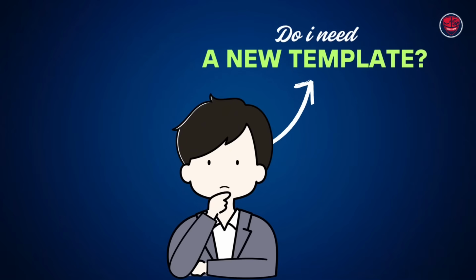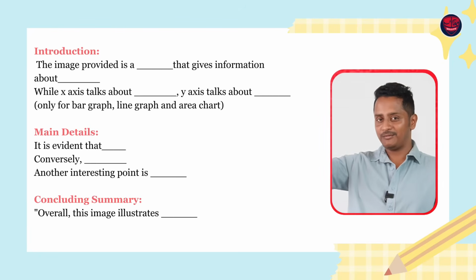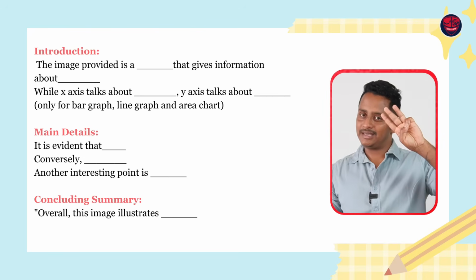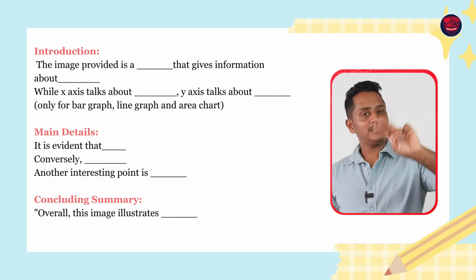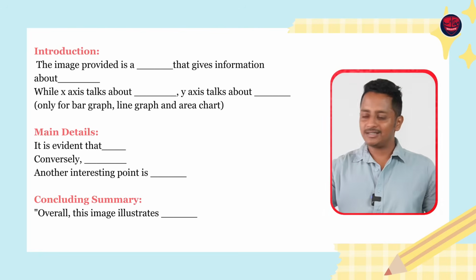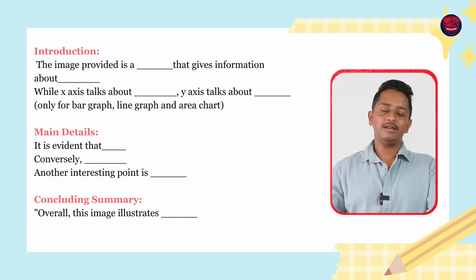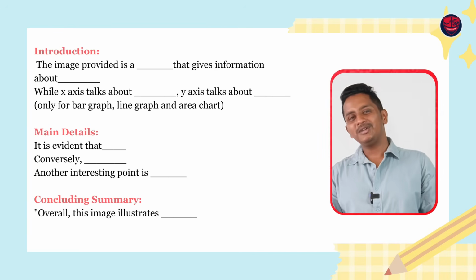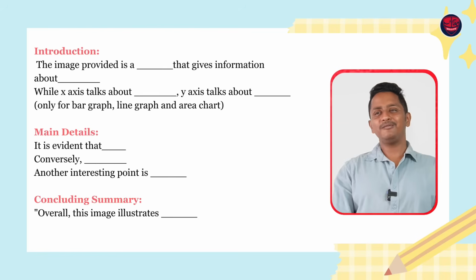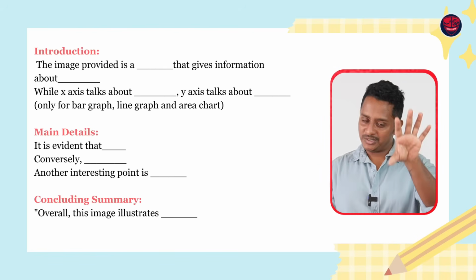Alright, the last part. Do I need a new template? This is the template that I've given: The image provided is a dash that gives information of a dash, x-axis, y-axis, 3 key things. It is evident that, conversely, another interesting point is, overall this image illustrates, read the title or anything that you want. Maybe you can repeat or you can add a sentence. Now, do I need a new template? 100% no. You don't use a new template. This will definitely give you scores.